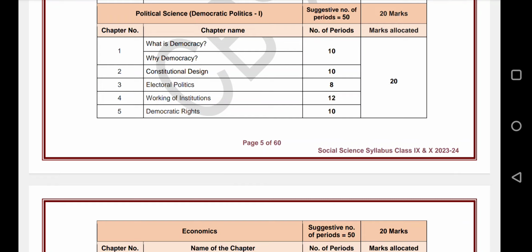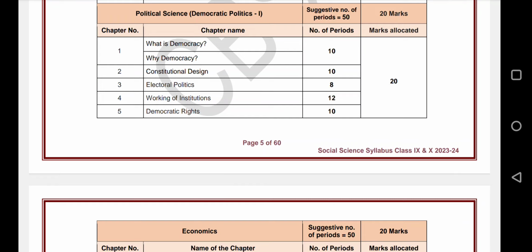Then we have electoral politics, where you will learn about the election and the way it is conducted, what is the role of the Election Commission of India, and how the political parties are contesting elections, and what are the constituencies. So you will be learning all this in this chapter.